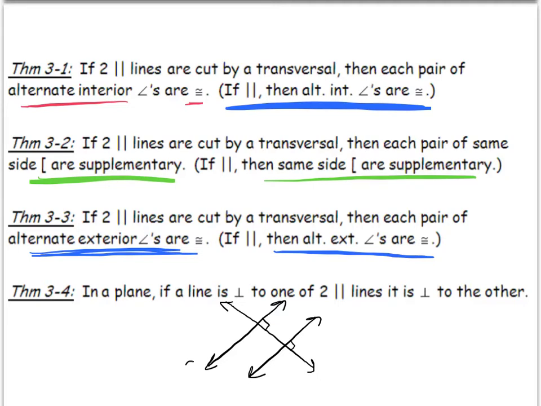So basically I'm saying this. Here's line A, we'll say this is line B, and this is line C. So if I know that A is parallel to B, and I know that lines A and C are perpendicular, this then means, therefore, that C has to be perpendicular to B. So if a line is perpendicular to one of two parallel lines, then it has to be perpendicular to the other.